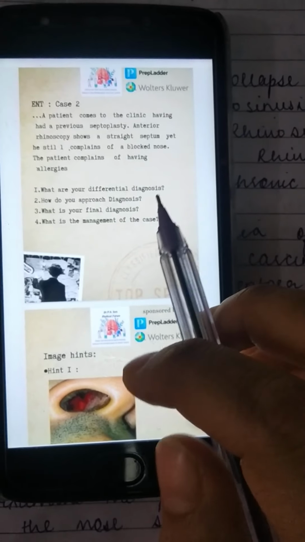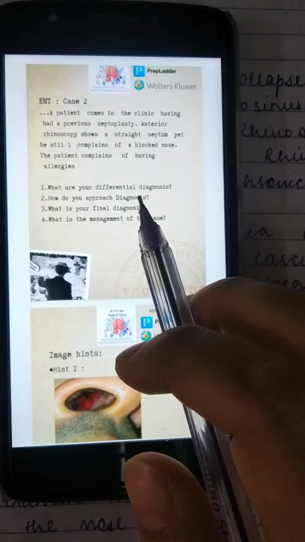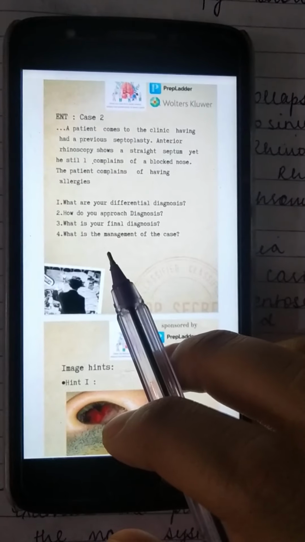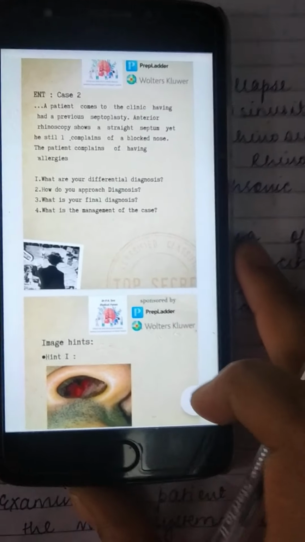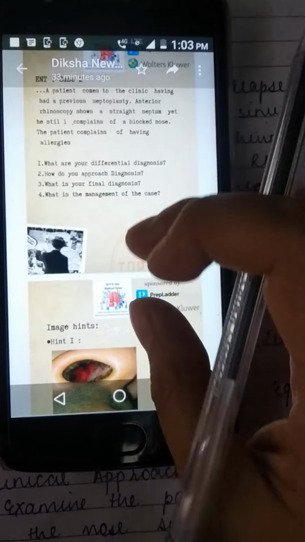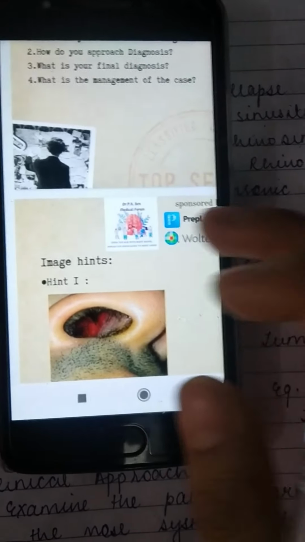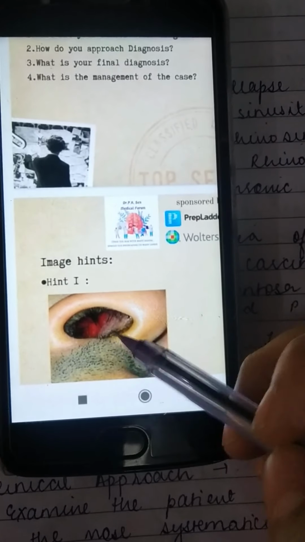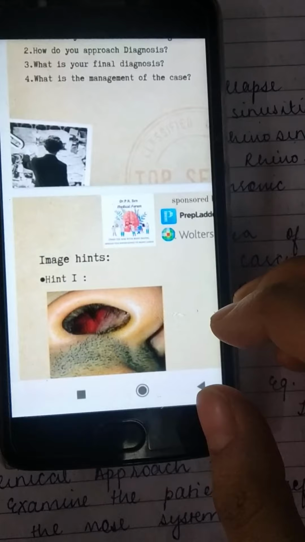What do we have to find out? That is, first is our differential diagnosis, then how we will approach the diagnosis, then what is our final diagnosis, and what is the management of the case. These 4 things we need to solve. This is the image we are provided with, the appearance of the nasal cavity, that is pale and edematous.